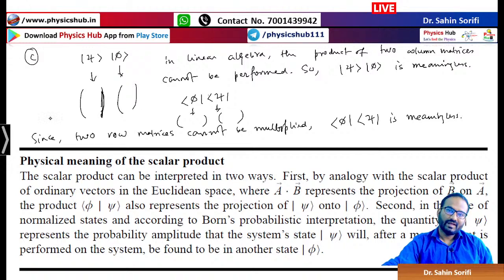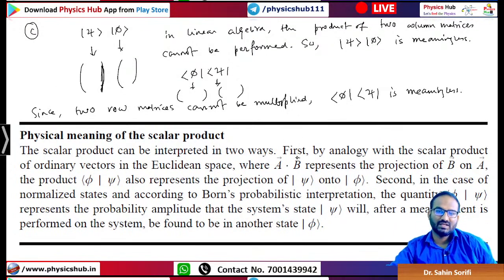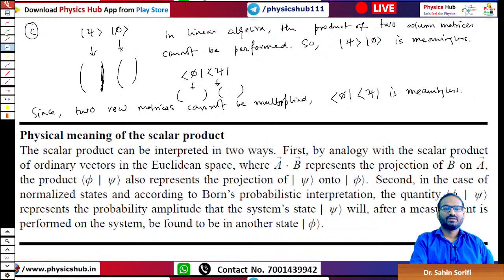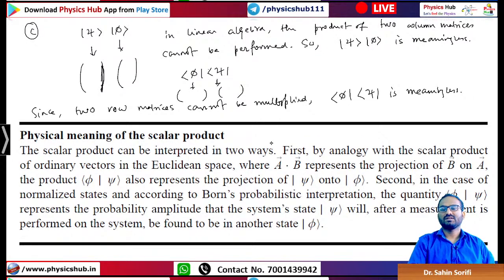Clear? Now we are repeatedly talking about scalar product. What is the physical significance, physical meaning of this scalar product? You know, the scalar product, it can be interpreted in two ways. Firstly, if you take the analogy of the scalar product of ordinary vectors in the Euclidean space, let's say A dot B, what does it represent? A dot B means component of A along B, or the projection of A on B. This represents the dot product.